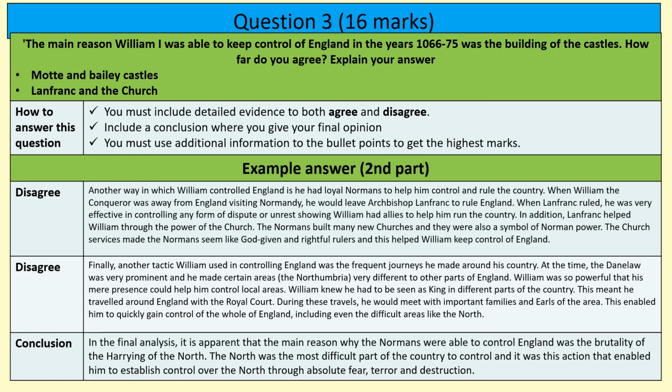In the final analysis, it's apparent that the main reason why the Normans were able to control England was the brutality of the harrying of the north. The north was the most difficult part of the country to control, and it was this action that enabled him to establish control over the north through absolute fear, terror and destruction.